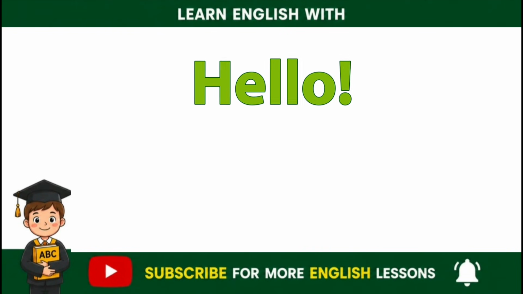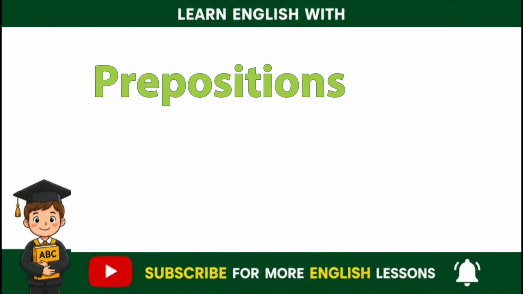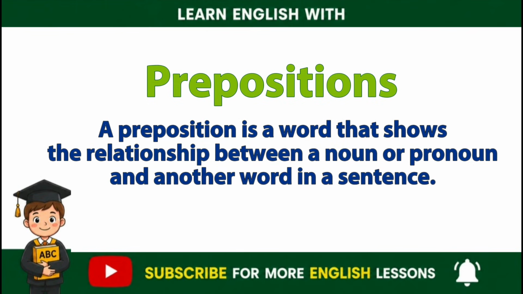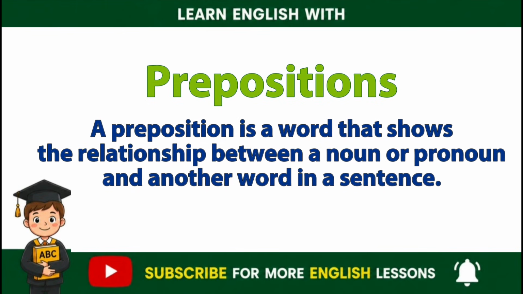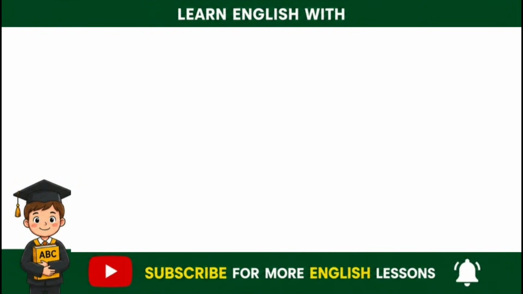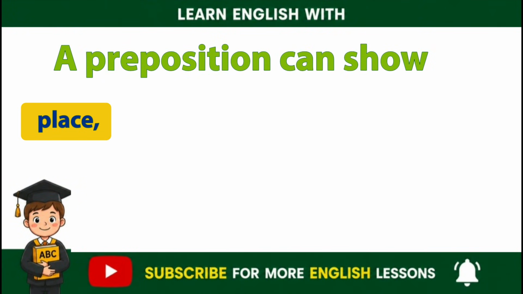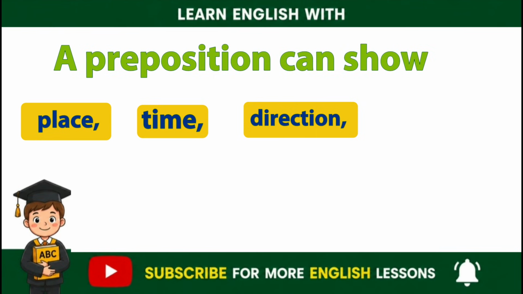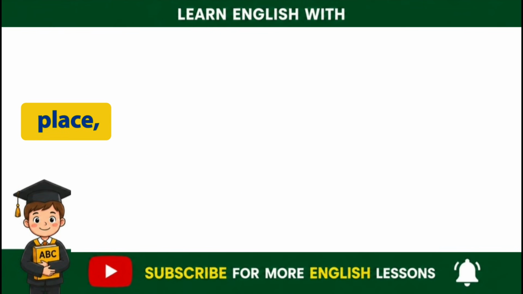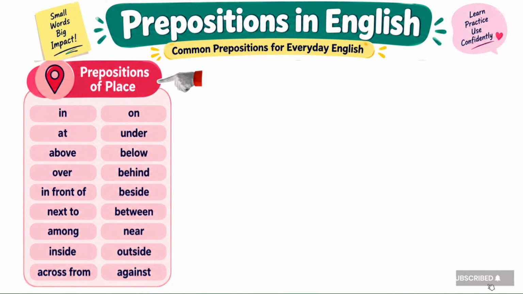Hello everyone! Today we are going to learn about prepositions. A preposition is a word that shows the relationship between a noun or pronoun and another word in a sentence. For example, a preposition can show place, time, direction, movement, position, or relationship. Let's look at the main types.